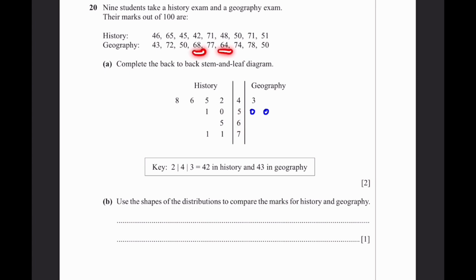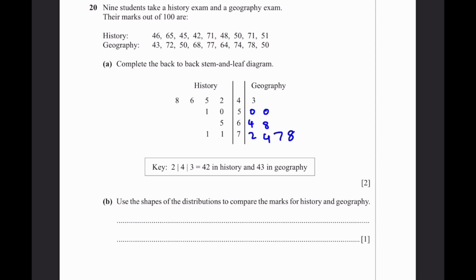I don't see any other ones, so we shall write these two, 64, 68. And then the ones which start with 7: 72, 77, 74, 78. So we need to write this in ascending order. 72, which is right here, and then 74, which is right here, and then 77, 78, which are right there. And that's the answer. B.